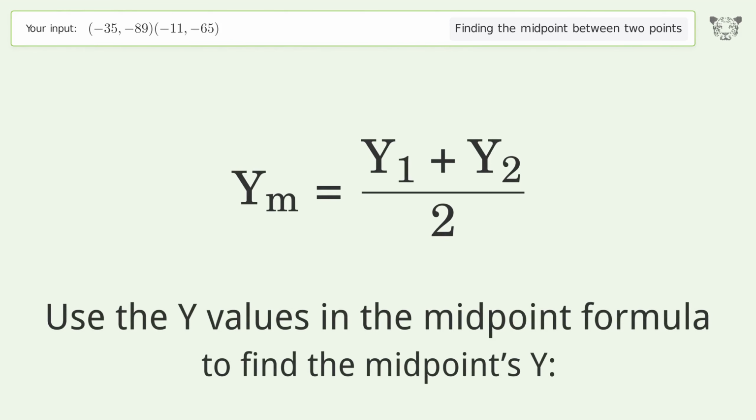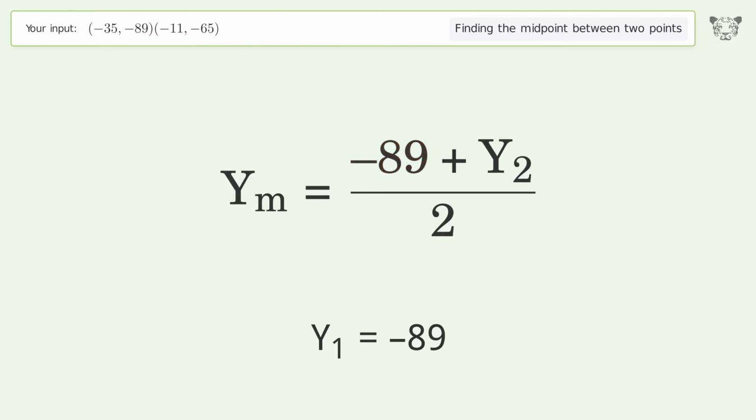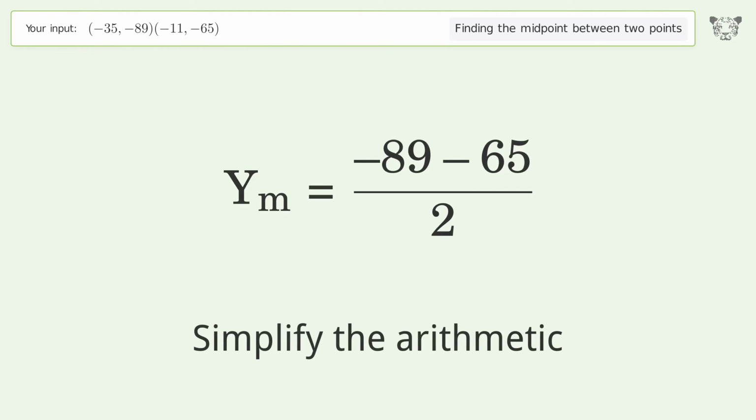Use the y values in the midpoint formula to find the midpoint's y. y1 equals -89. y2 equals -65. Simplify the arithmetic.